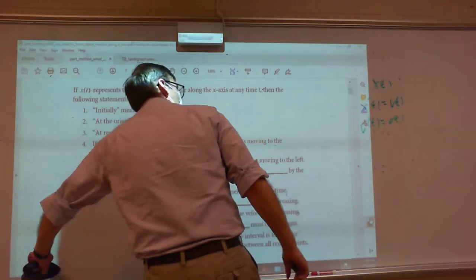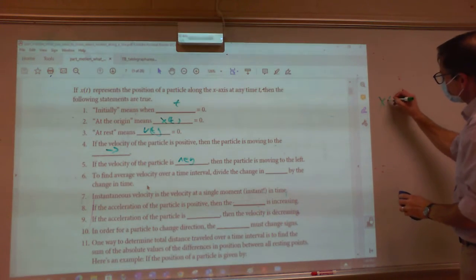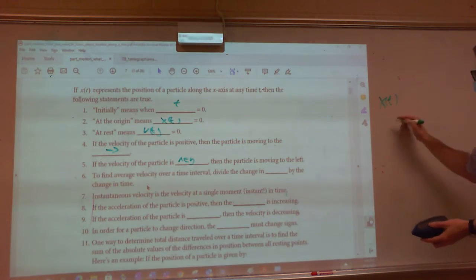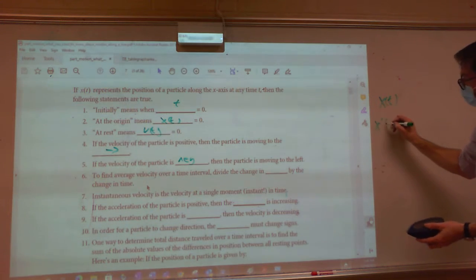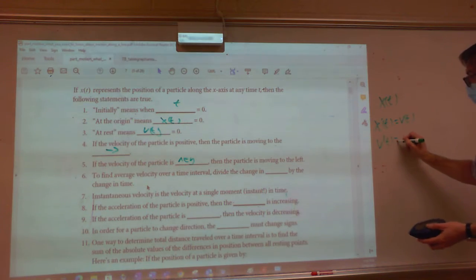What does the bottom say, on the far right? V prime equals what? Here, let's see. If I have x of t, that's just our position, right? If you take the derivative of x, that's our velocity. And if you take the derivative of velocity, then we get acceleration.